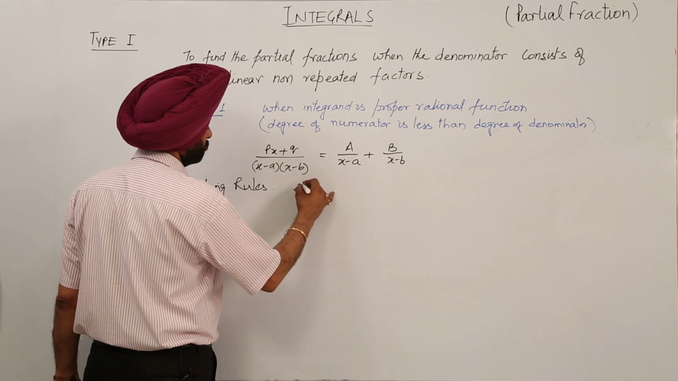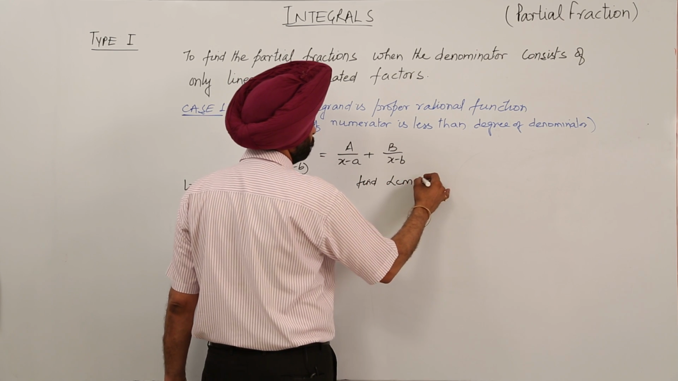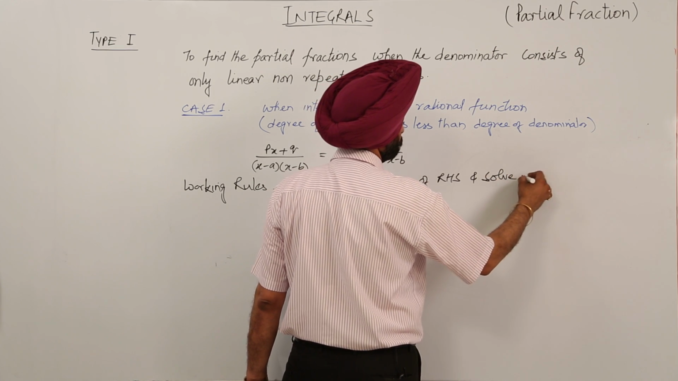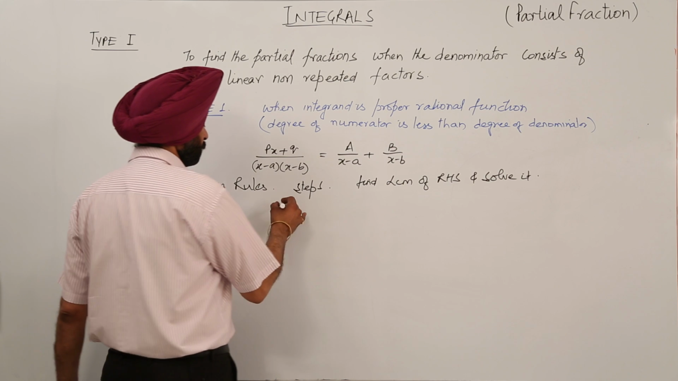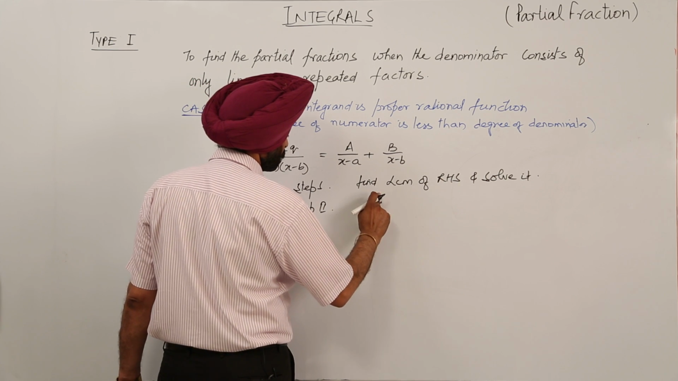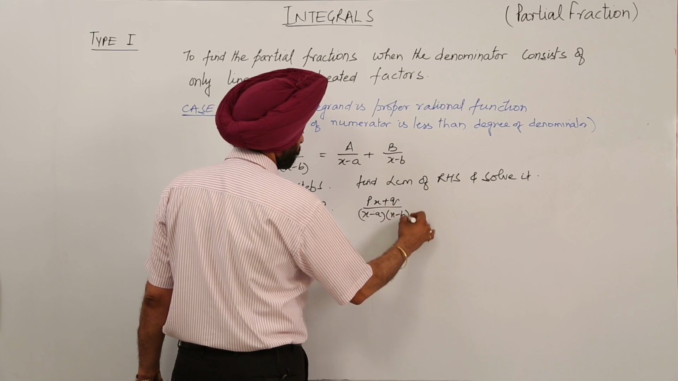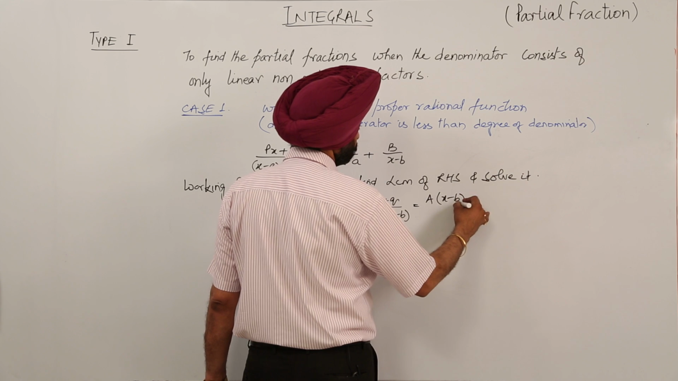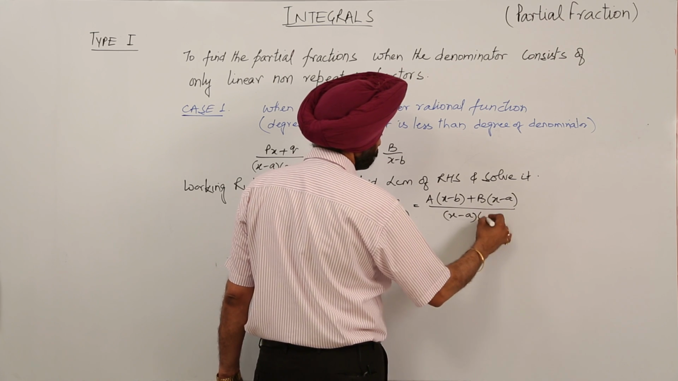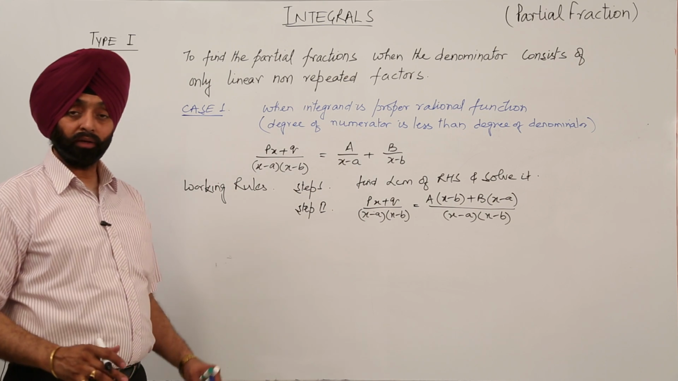Okay, now working rules, what are we going to do further? Step 1 is what? Find the LCM of the right hand side and solve it. What will it become? Step 2, it is (px + q) upon (x - a)(x - b). This will become A(x - b) plus B(x - a) upon (x - a)(x - b). Denominator of both the sides are the same, so we can cancel them.